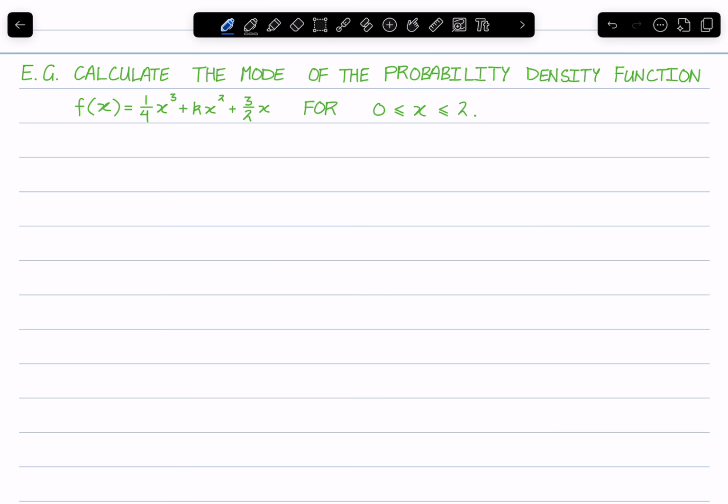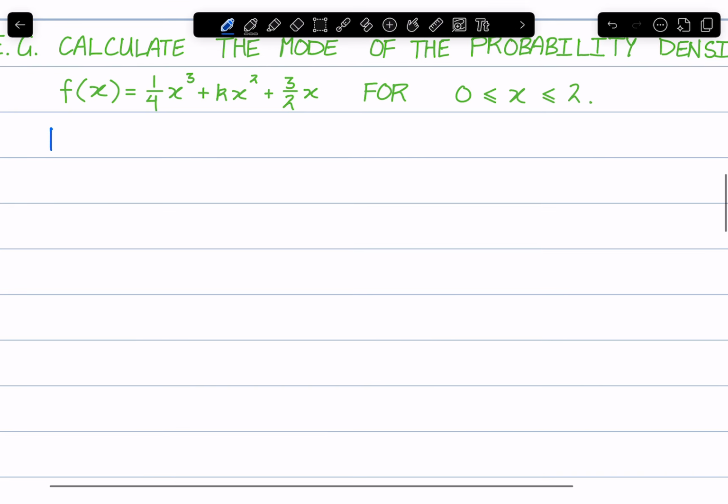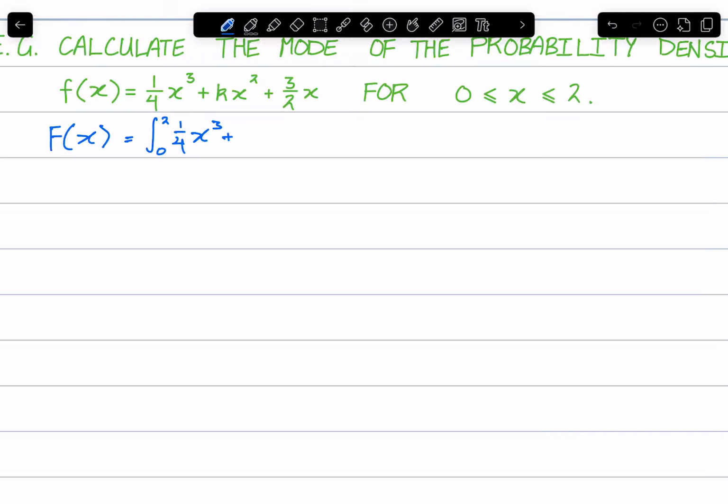So for this, you can probably tell that if we were to differentiate this, we couldn't solve to find the turning point because of this missing value. So we need to find that first. To do that, capital F of x, we need to find the integral over our domain 0 to 2 of 1/4 x cubed plus k x squared plus 3 on 2 x dx. And we should know that this should equal 1 when we substitute from 0 until 2. So let's do that.